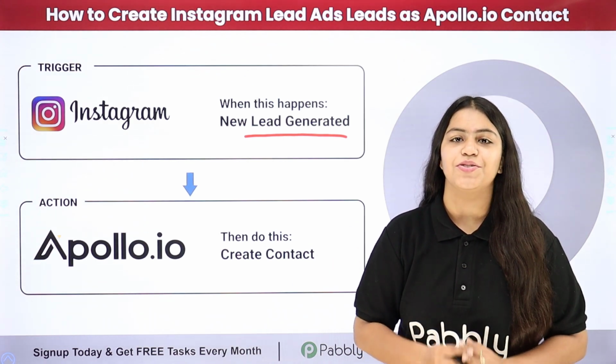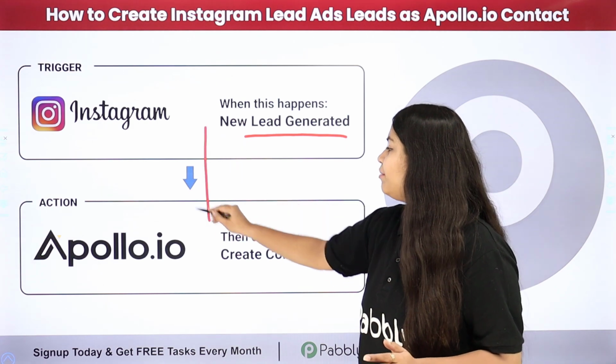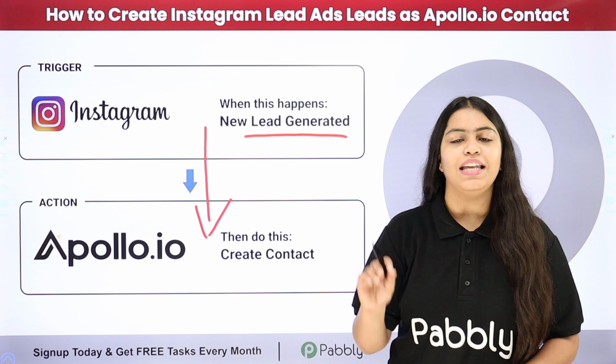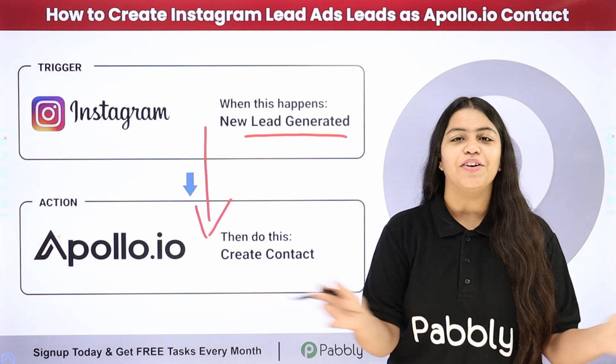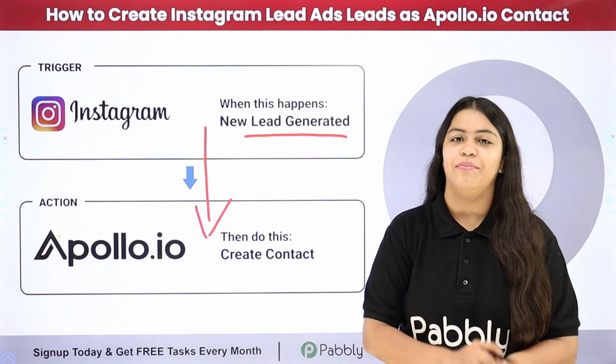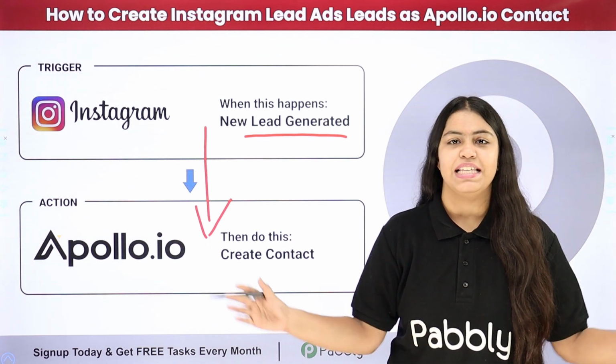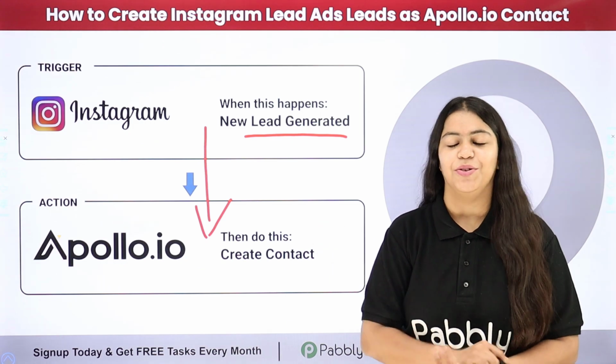So to do this, we are going to create a connection between Instagram lead ads and apollo.io. To create this connection without knowing any programming or coding language, we are going to use Pabbly Connect. It is an amazing automation software. So do you also wish to learn this process step by step? Then let me take you to my computer screen.